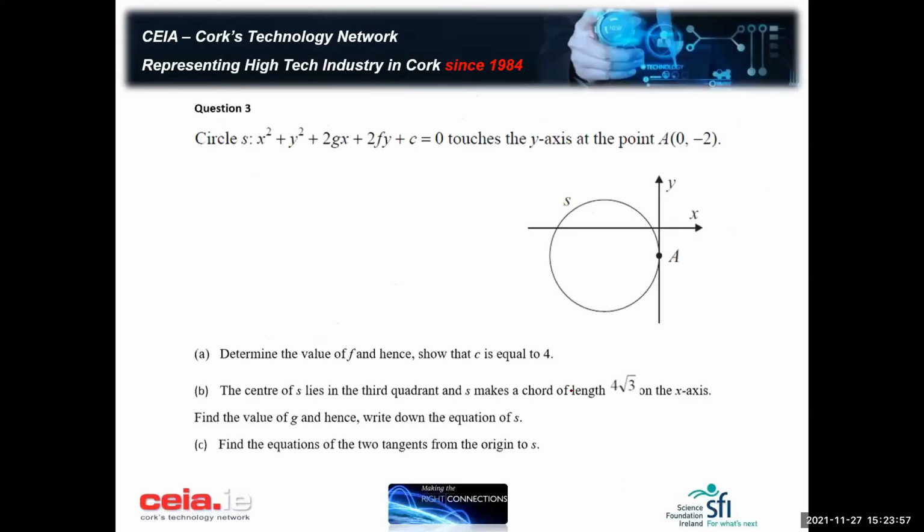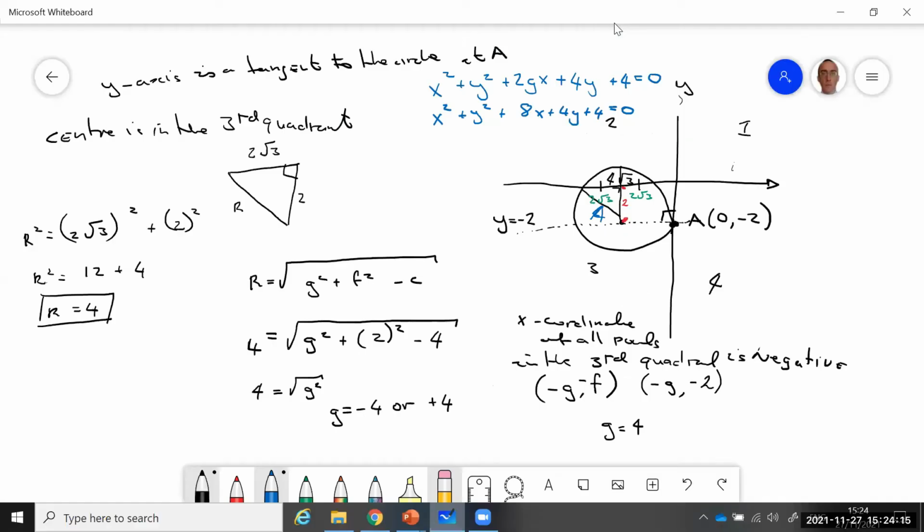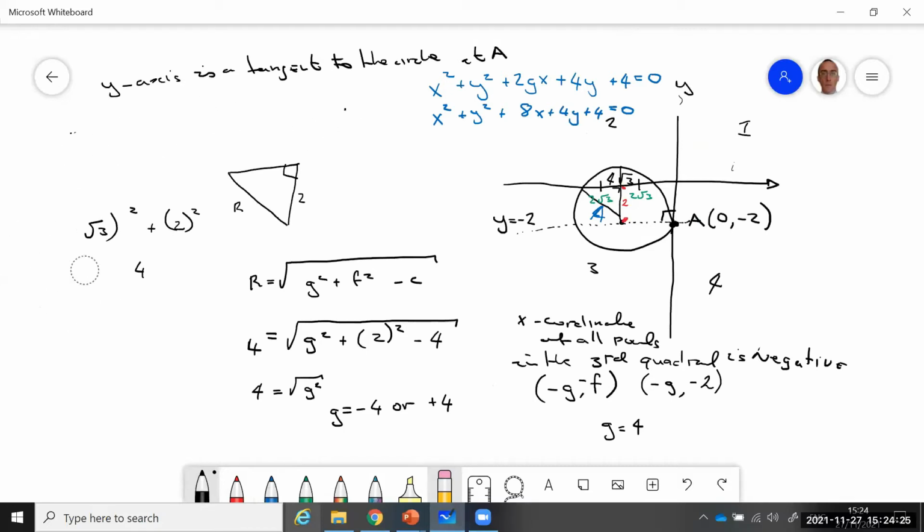So the last part of that question, we've written down the equation of s. That's great. The last part of that question was to find the equations of the two tangents from the origin to s. So what I will do is rub out this material, and then we can take a look at those equations.